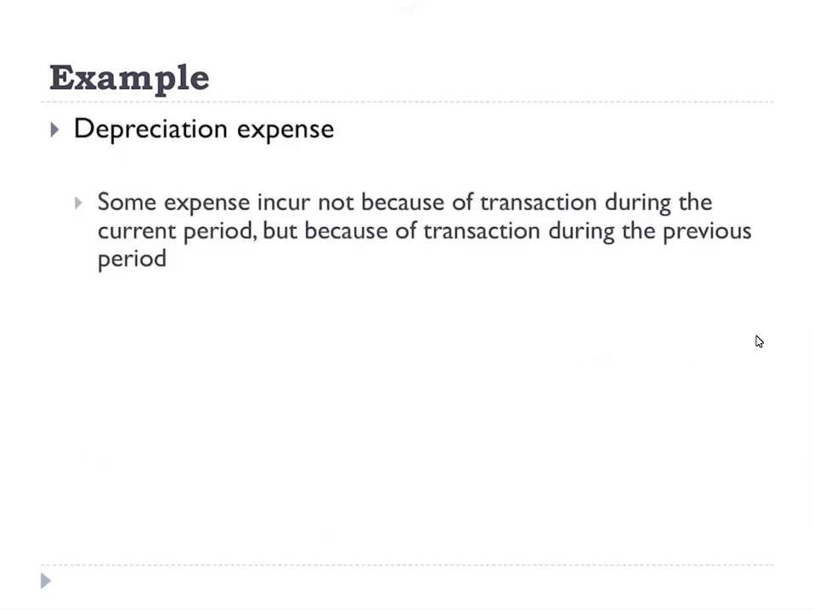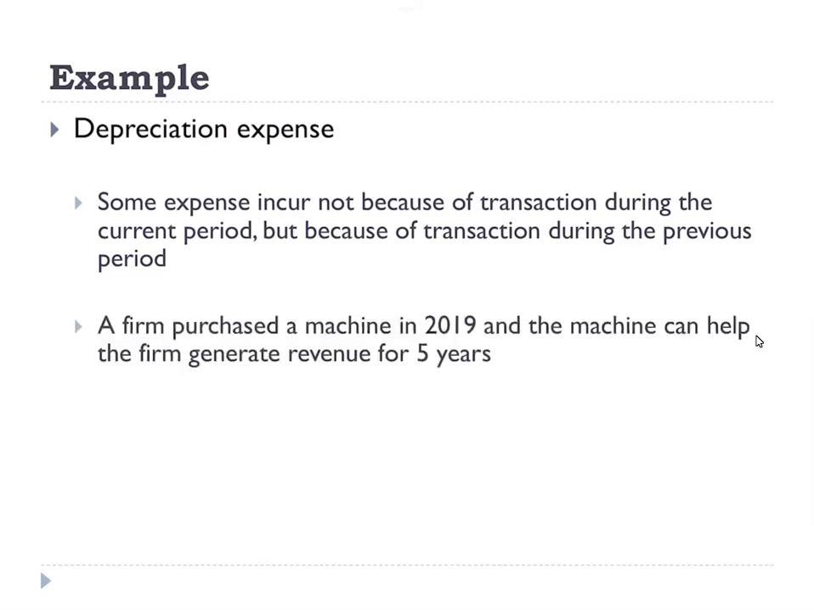Another example, depreciation expense. Some of the expense firms incur is not because of transactions during the current period, but because of transactions during a previous period. One example is the purchase of fixed assets. We also call a fixed asset a long-term asset. Those are one kind of long-term asset. So for example, if a firm purchased a machine in the year 2019, and that machine can help the firm generate revenue for the next 5 years.